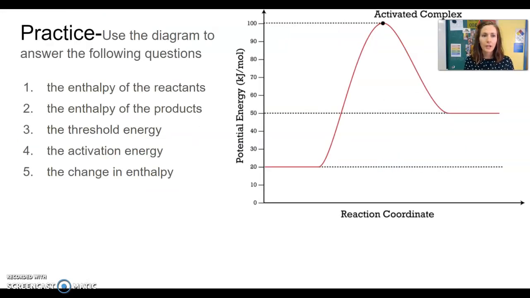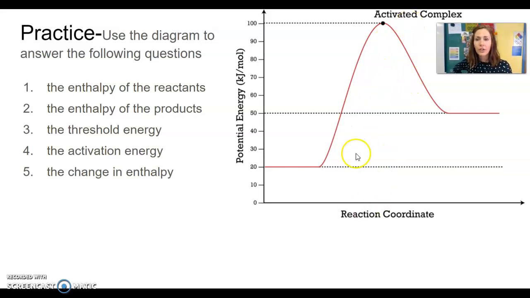So let's do another little practice question here. Make sure you pause the video before I go over the answers so that you can try it on your own. Use this diagram to answer the following questions. The enthalpy of the reactants. Enthalpy is just the fancy word for the energy or the heat of the reactants. The enthalpy of the products. The threshold energy. The activation energy. And the change in enthalpy or that delta H value. So again, pause the video and try to see if you can identify those answers.